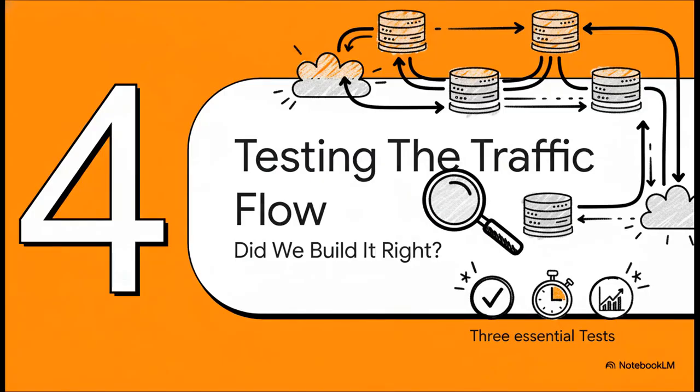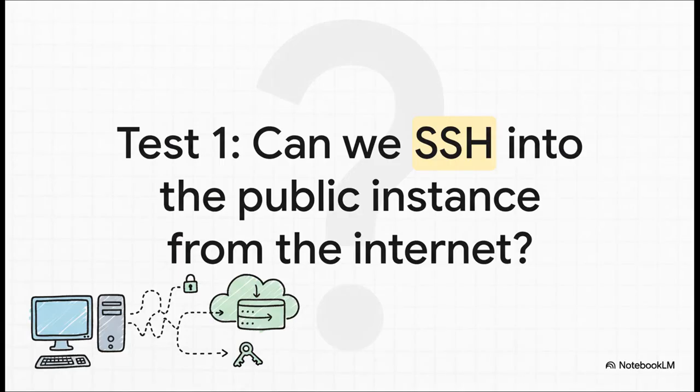Any network architect knows a build isn't complete until it's been verified. So now we're going to run 3 essential tests to confirm that our traffic is flowing exactly the way we designed it to. Okay, test number 1. This is all about our public-facing connectivity. From our own computer, can we actually open an SSH session with that public EC2 instance? This is going to test the entire inbound path.